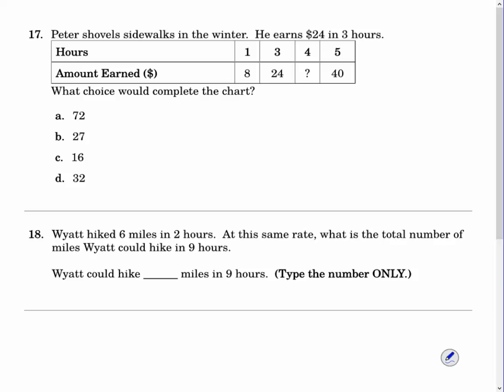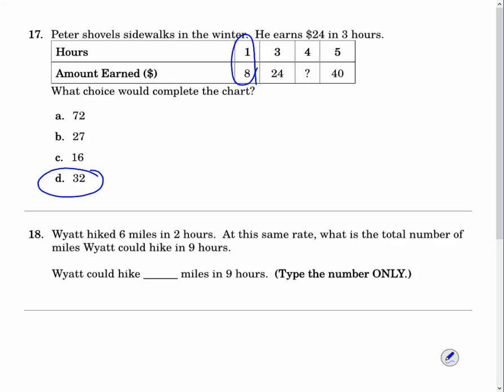All right, the next question, 17, Peter shovels sidewalks in the winter. He earns $24 in 3 hours. That means in 1 hour he earns $8. So if he's working 4 hours, we take our hours, multiply it by 8 to give us the amount of money. So 4 times 8 is $32.